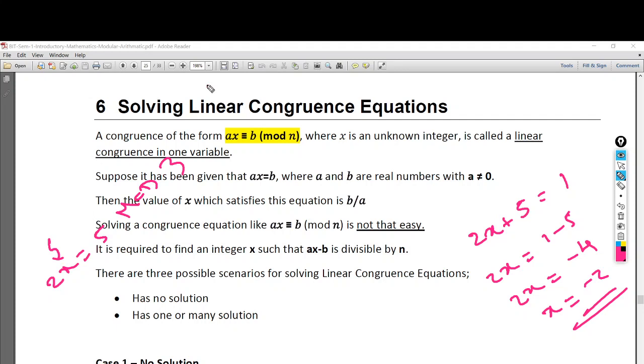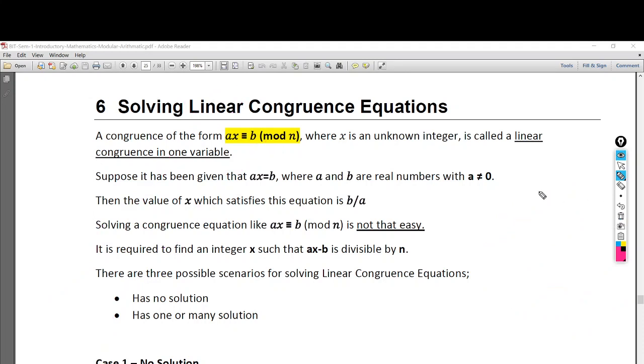We are only going to discuss linear ones. That means we are not going to discuss something like 2x squared plus 5x equal 3 mod 4. No, we are not going to do that. We are only going to discuss linear congruence equations. Of course, if you are curious enough, you can find some resources on how to solve non-linear, quadratic congruence equations as well. But in your syllabus, they have mentioned only linear congruence equations.